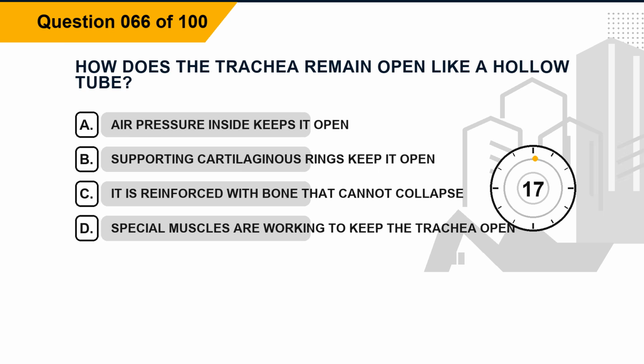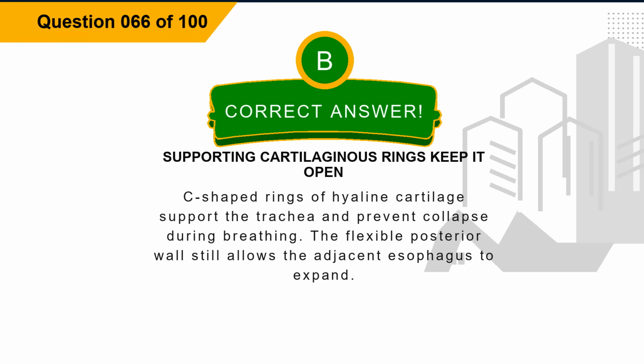Question 66. How does the trachea remain open like a hollow tube? Option A, air pressure inside keeps it open. Option B, supporting cartilaginous rings keep it open. Option C, it is reinforced with bone that cannot collapse. Option D, special muscles are working to keep the trachea open. The correct answer is option B, supporting cartilaginous rings keep it open. Explanation. C-shaped rings of hyaline cartilage support the trachea and prevent collapse during breathing. The flexible posterior wall still allows the adjacent esophagus to expand.